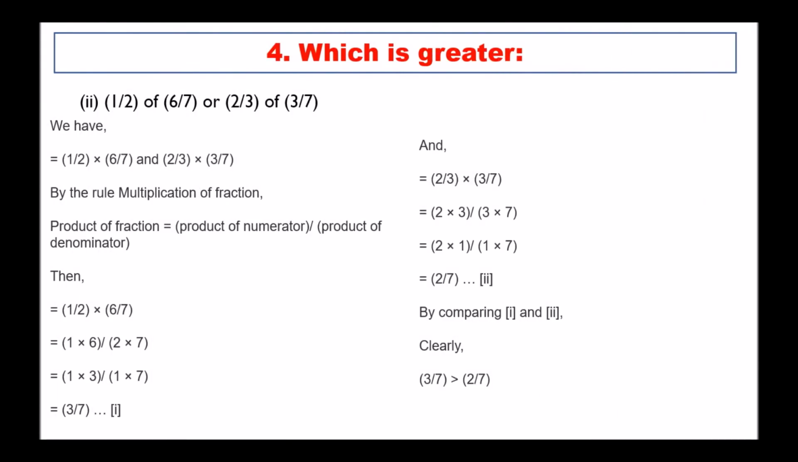Next, 1 by 2 of 6 by 7 or 2 by 3 of 3 by 7. Same way we will do. We will first multiply 1 by 2 into 6 by 7 by the rule of multiplication of fractions. So we will get 3 by 7 as the answer. Then we will multiply 2 by 3 into 3 by 7. So we will get 2 by 7 as the answer. By comparing both 1 and 2, it is clearly visible that 3 by 7 is greater than 2 by 7.